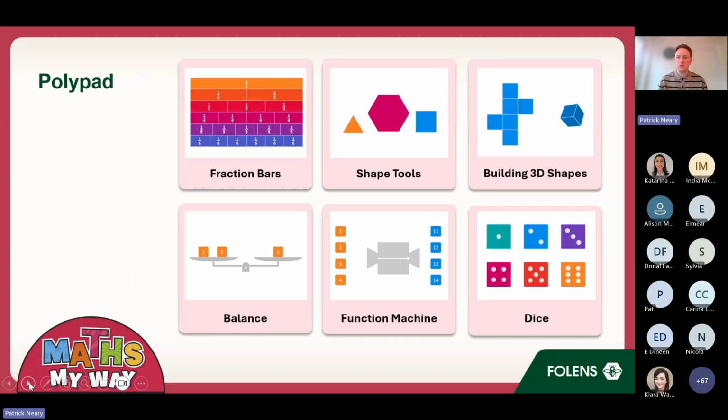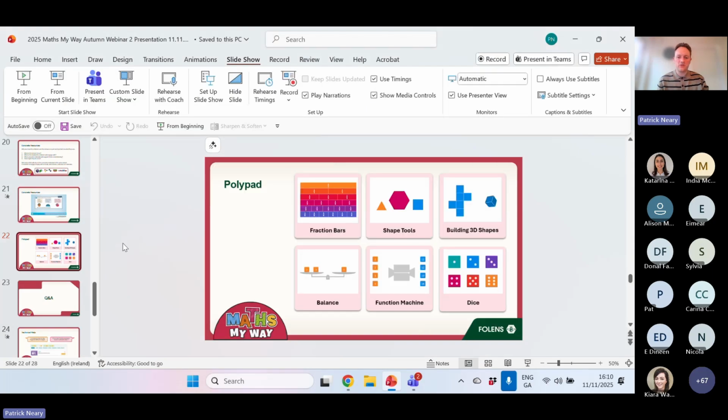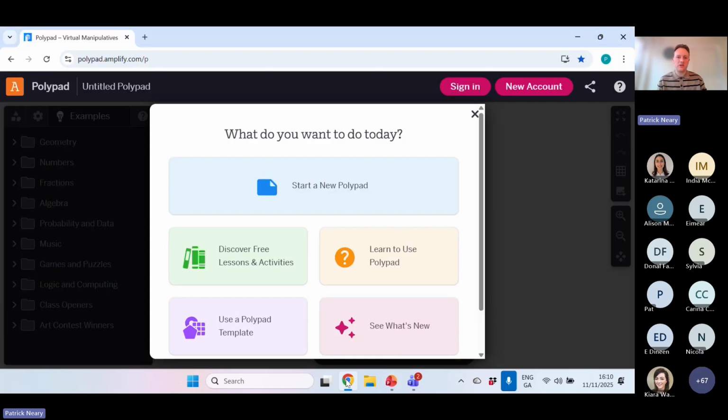Okay, so I hope that was useful on the idea of modeling, as we're going to look at Polypad next. As I'm getting Polypad loaded up, if anyone has any questions about anything that's happened so far, feel free to drop it in the chat and we'll get to it very, very shortly.